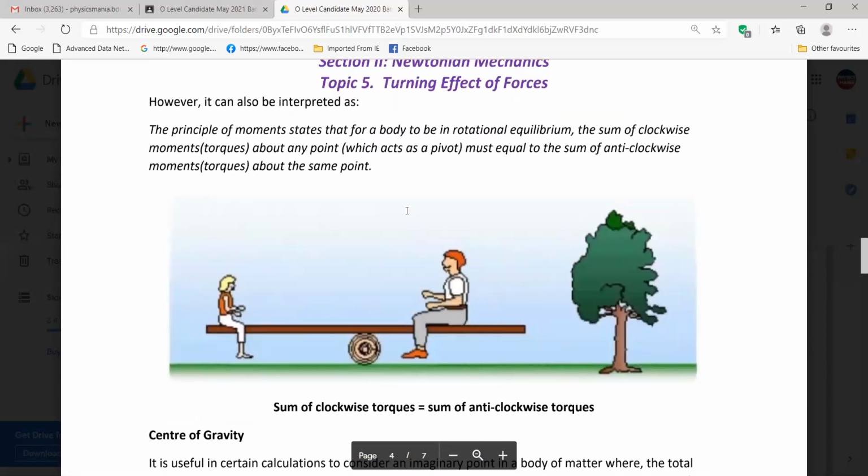Look, can you read this part? Here we are giving a more organized description of the principle of moments. However, it can also be interpreted as: the principle of moments states that for a body to be in rotational equilibrium, the sum of clockwise moments about any point which acts as a pivot must be equal to the sum of anti-clockwise moments about the same point.